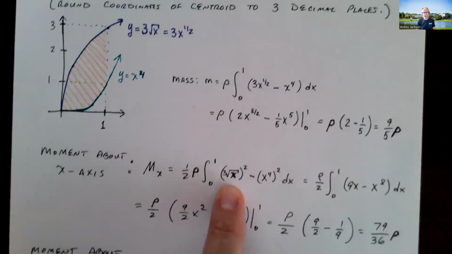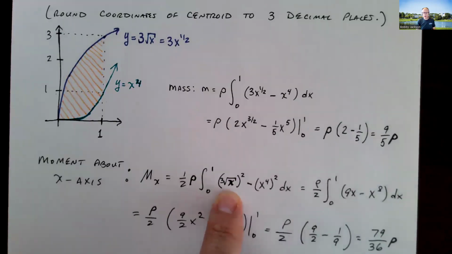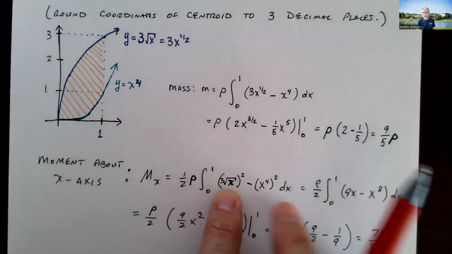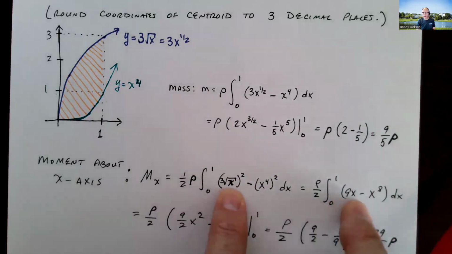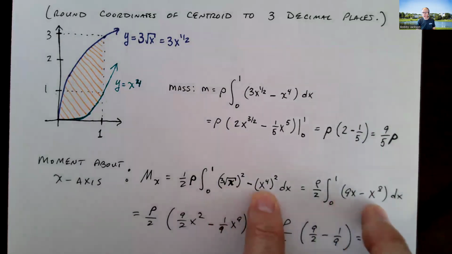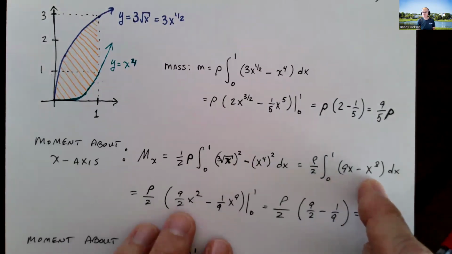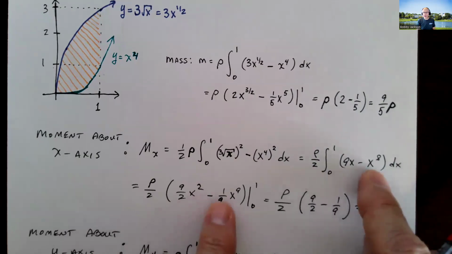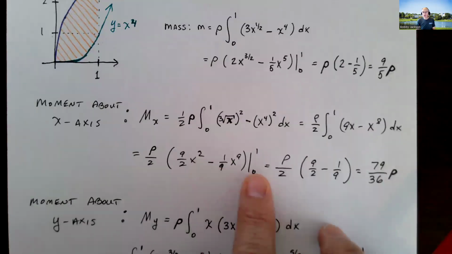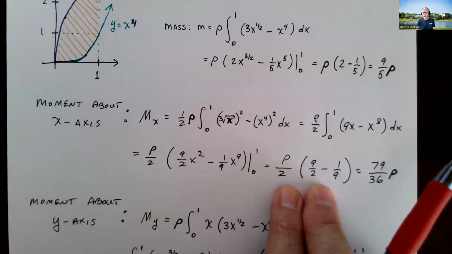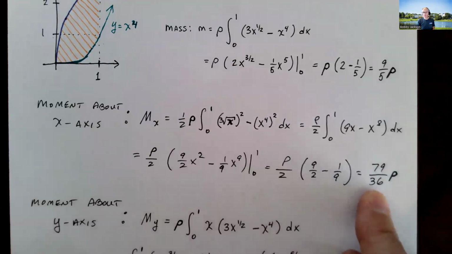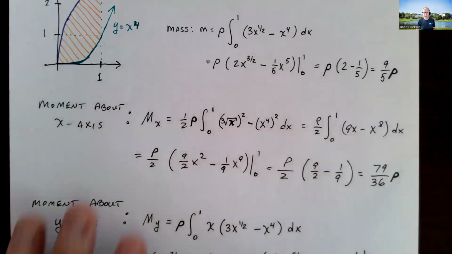Top function is, again, 3 times the square root of x, and the bottom function x to the fourth. So I'm going to square both of those. When I square 3, I get 9. Square the square root of x, I get x. Square x to the fourth, I get x to the 8th. And now I find the antiderivative of 9x and x to the 8th. Plug in 1, plug in 0, and subtract. And I get 79/36 times the density for the moment about the x-axis.